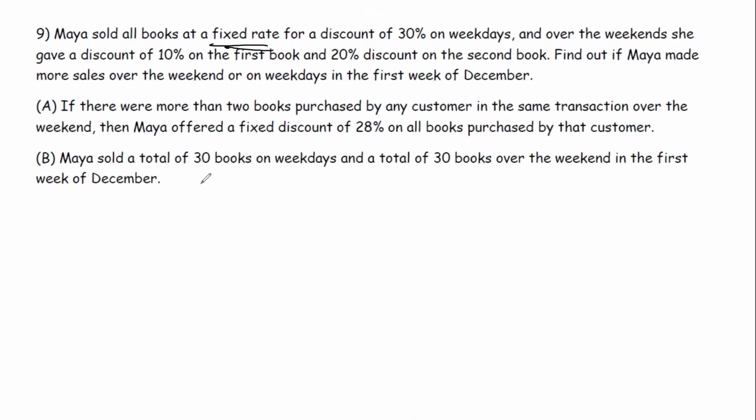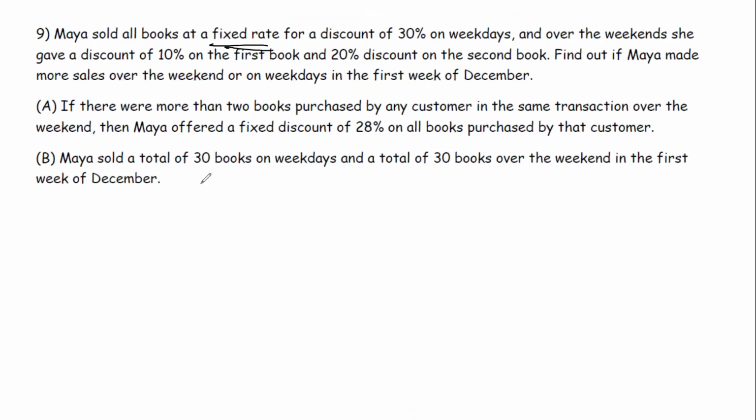Now that yet doesn't tell us how many books were sold over the weekend or on the weekdays. That information we are getting from B. Maya sold a total of 30 books on weekdays and a total of 30 books over the weekend in the first week of December. All right. So now the question is that yes, I know the number of books sold and all of them have the same retail price, right? Then we should get an answer, correct?